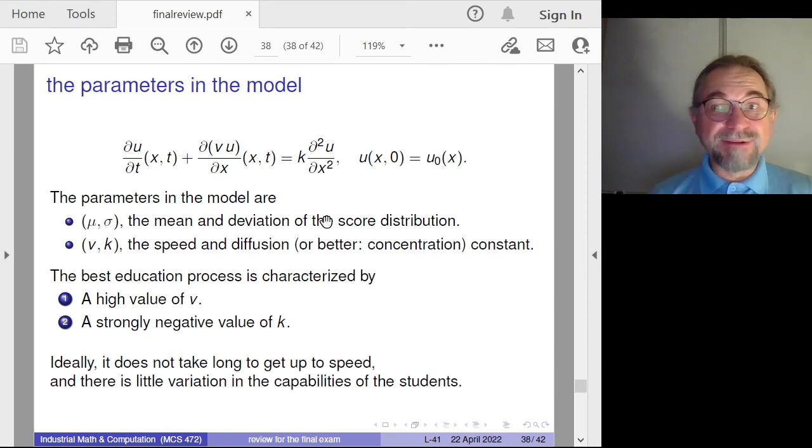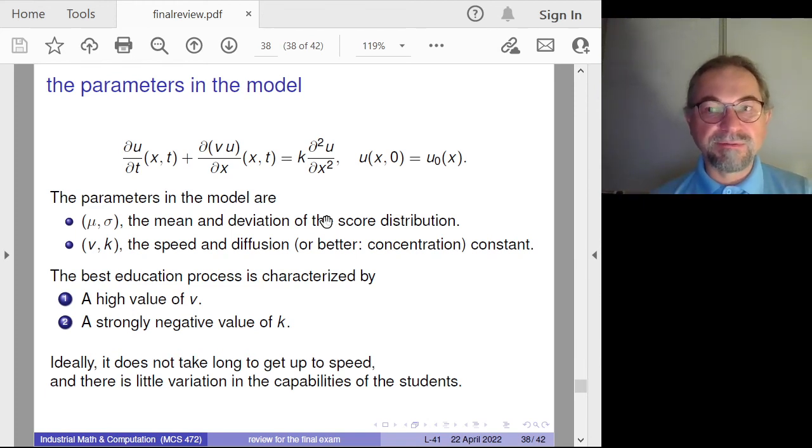All right, what is now the best education process? Well, you want a high value for speed, so you actually don't really like that you have to wait till the end of the semester for, I finally understood it. No, you hope that already by the middle of the semester there has already been significant increase.